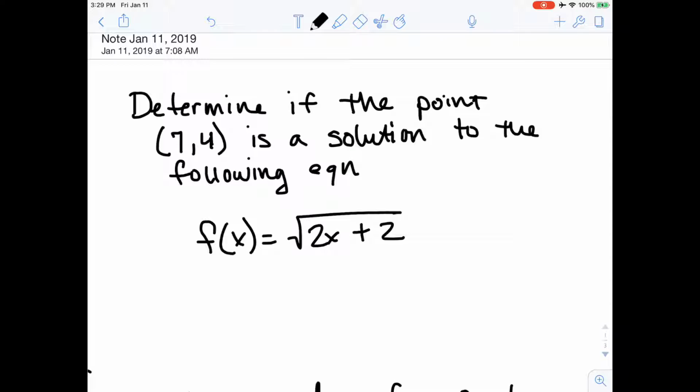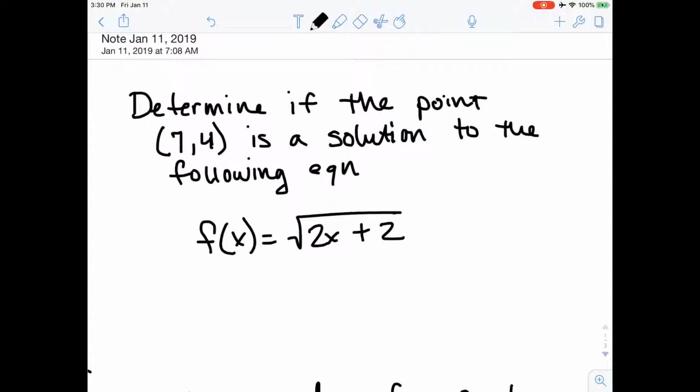The best place to start is at the beginning, so that's where I'm going to start. The first topic that I want to hit on is determining whether a point is a solution to a given equation, okay? There are three different variants of the same type of question, and that's what we're going to cover today in this really short video.